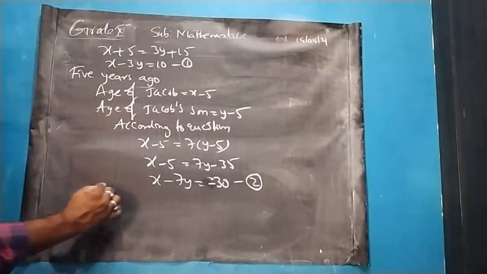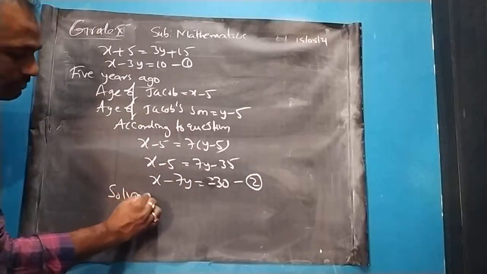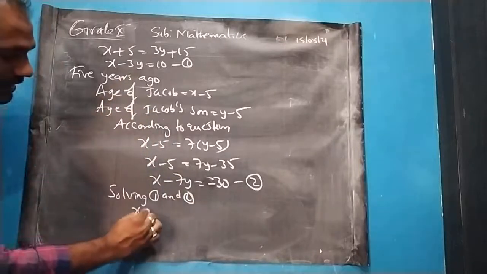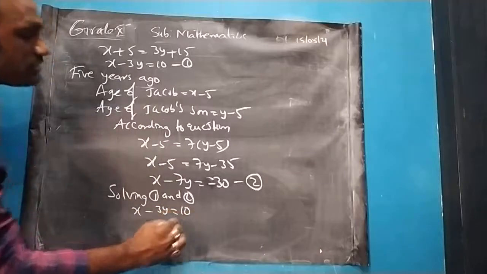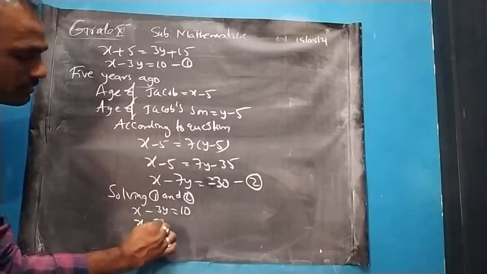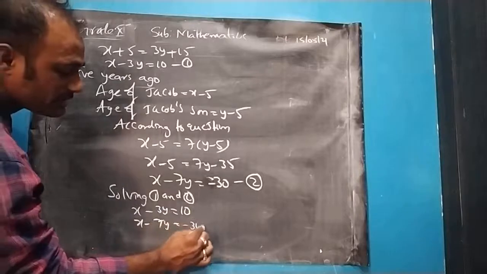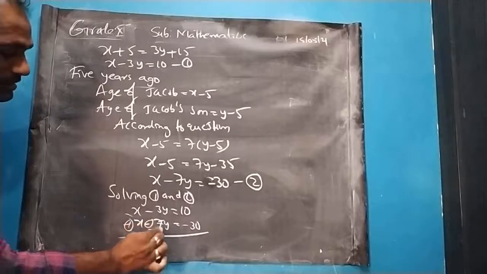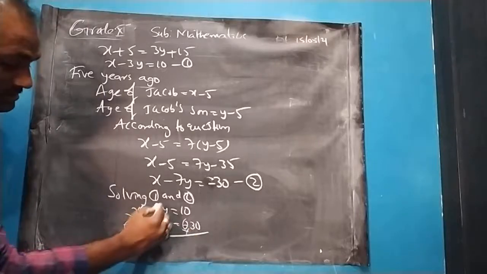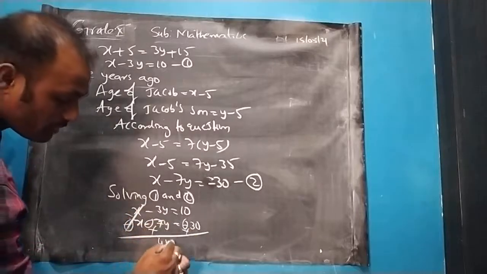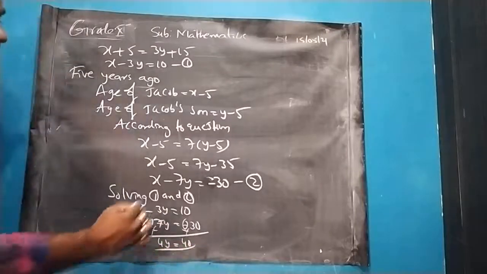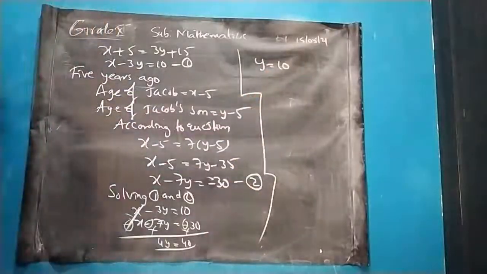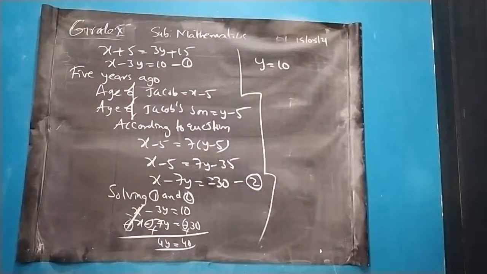Okay, this is equation 2. Now let us solve 1 and 2. Solving 1 and 2. So let us write X minus 3y is 10, X minus 7y is minus 30. Since it is not cancelling, let us change the signs: plus, minus, minus, plus, minus also plus. This gets cancelled. So 3 plus 7... 7 minus 3 is 4y is equal to 40. So y is equal to 10. Since we got his son's age as 10 years.